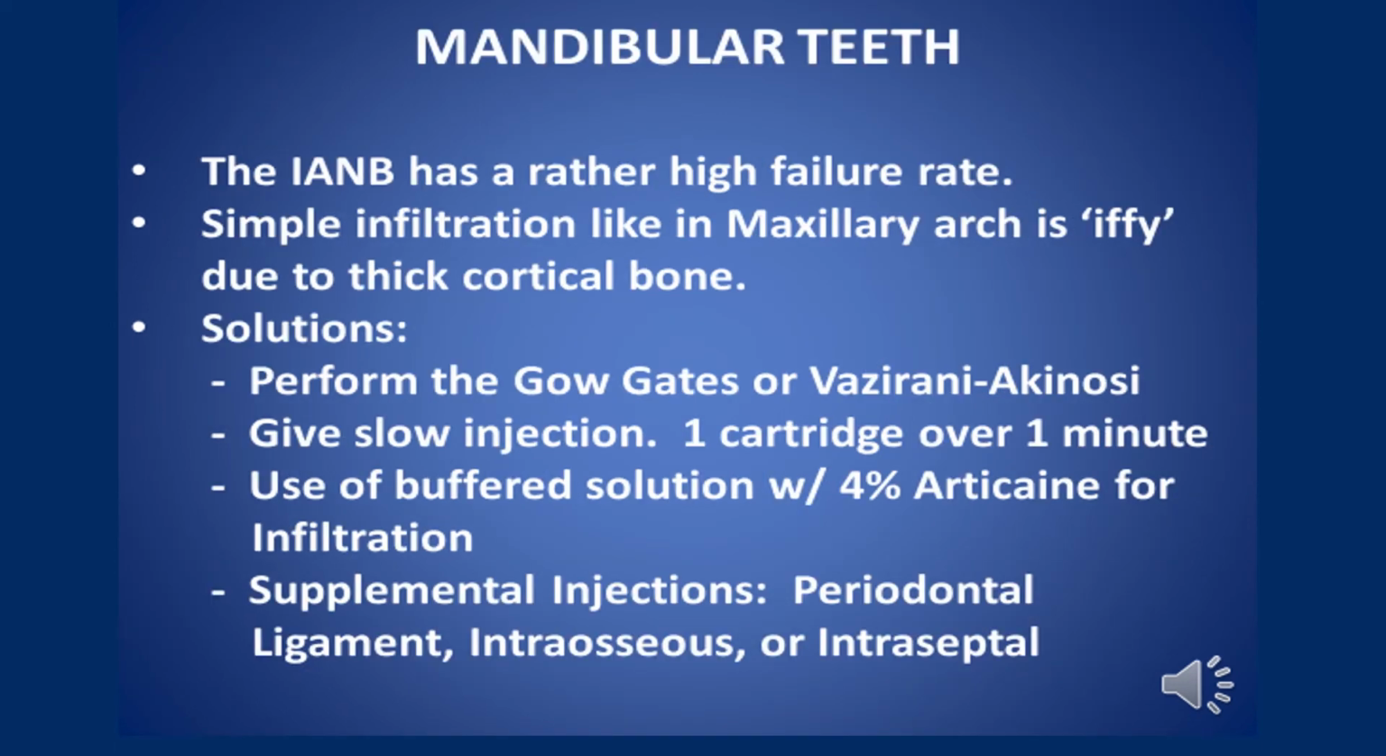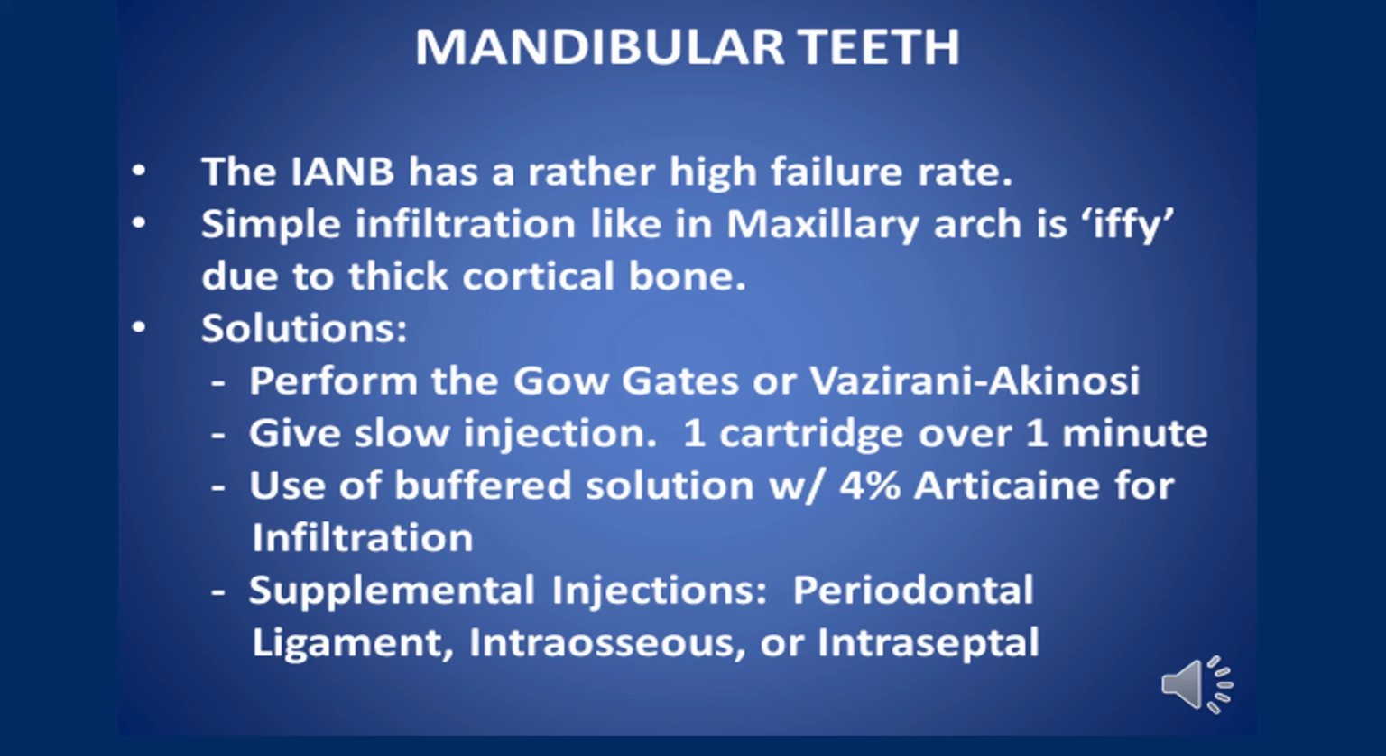On the mandibular teeth, the IA has a really high rate of failure, as we've talked about. So a simple infiltration, like we do in the maxillary arch, is kind of iffy in the mandibular arch due to that thick cortical bone. So what you can do is you can give the Gow-Gates or the Vazirani-Akinosi, which I hope no one will ever have to give, that Vazirani-Akinosi.